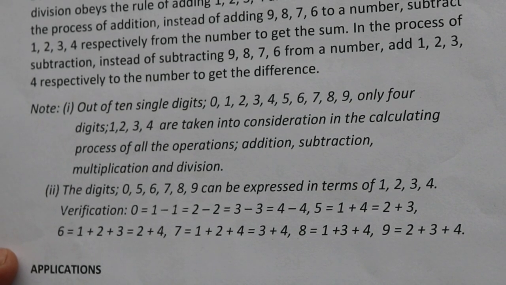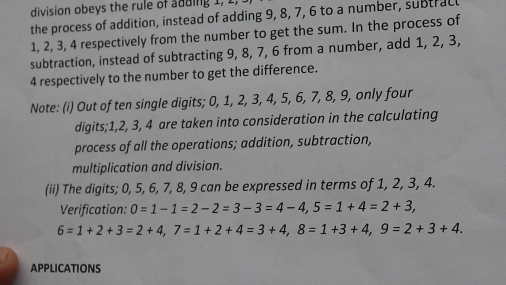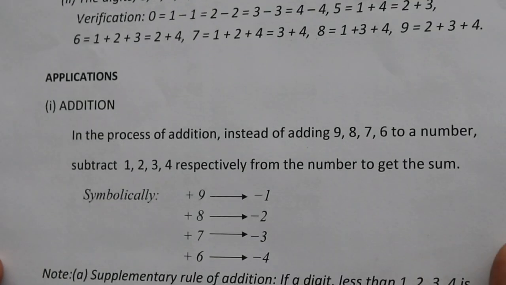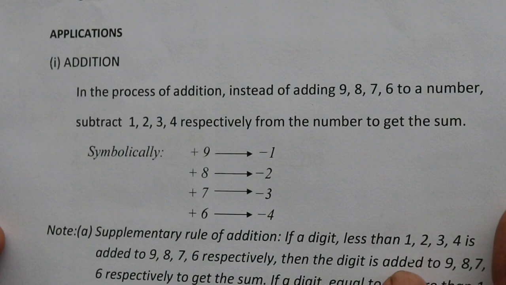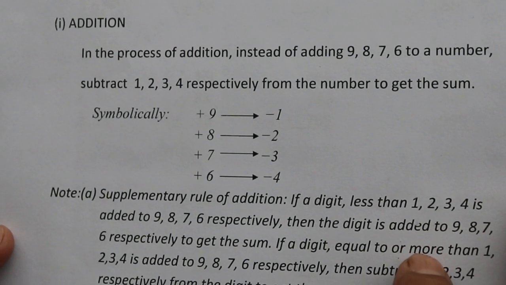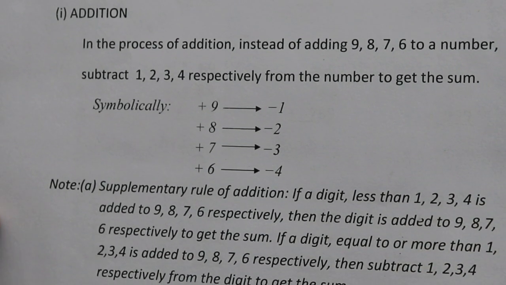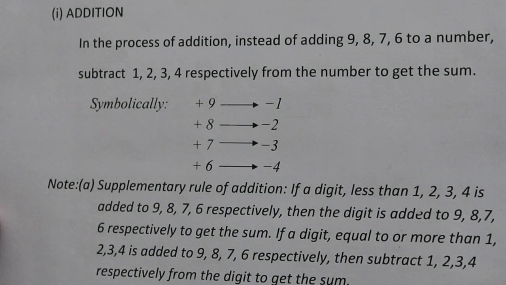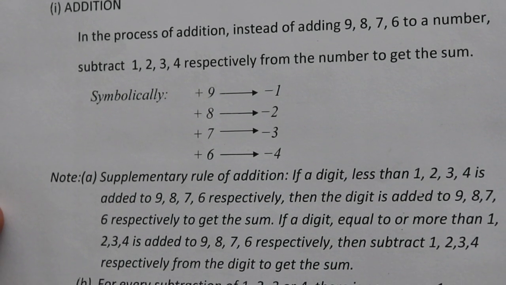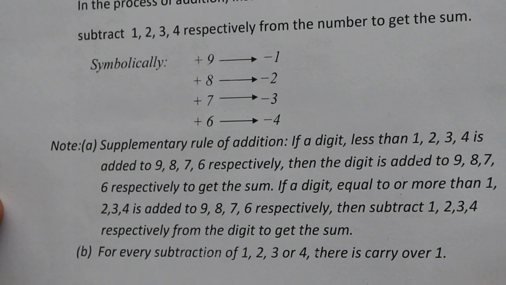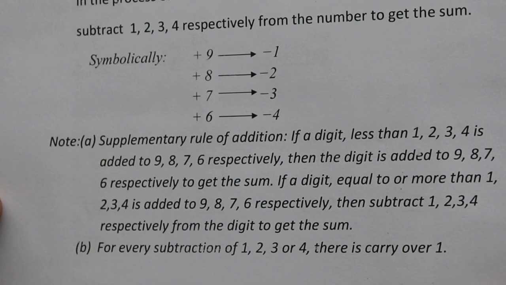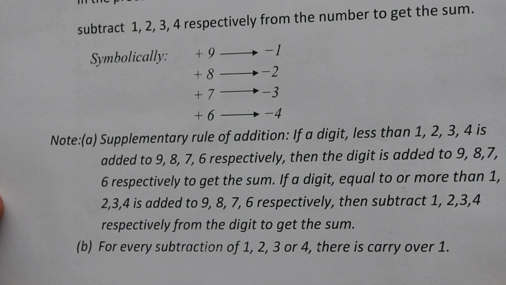Application in addition. In the process of addition, instead of adding 9, 8, 7, 6 to a number, subtract 1, 2, 3, 4 respectively from the number to get the sum. Symbolically, plus 9 minus 1, plus 8 minus 2, plus 7 minus 3, plus 6 minus 4.